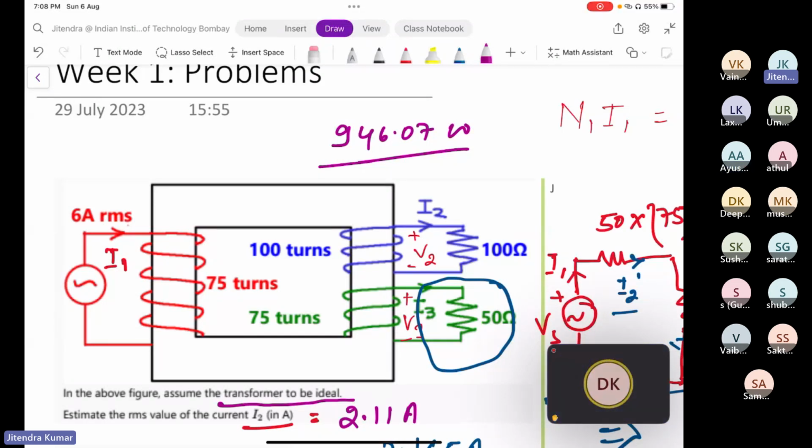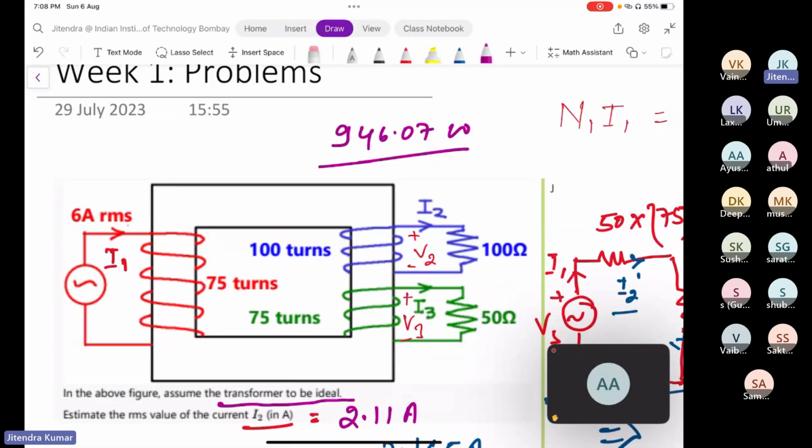Okay, I got your point. So you mean to say only the voltage per turn will be the same, the voltage will not be the same. Yes, that's true. So it means apparently we cannot draw an equivalent circuit of this transformer.